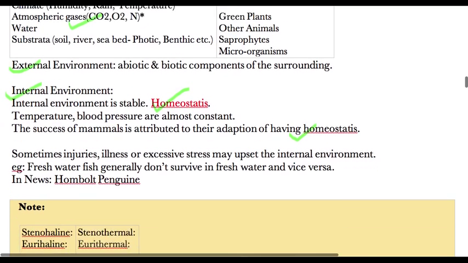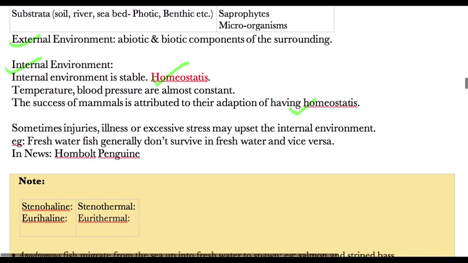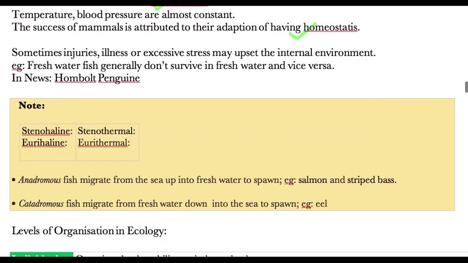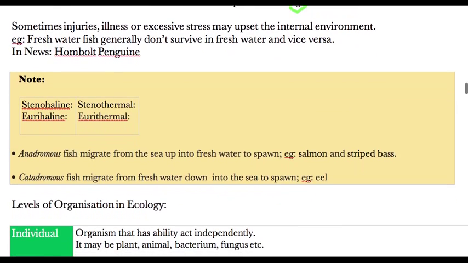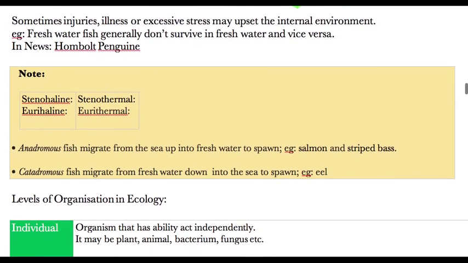Sometimes injuries, illness or excessive stress may upset the internal environment and we feel feverish, etc. For example, freshwater fish generally don't survive in marine water and vice versa. So here it will be marine water.